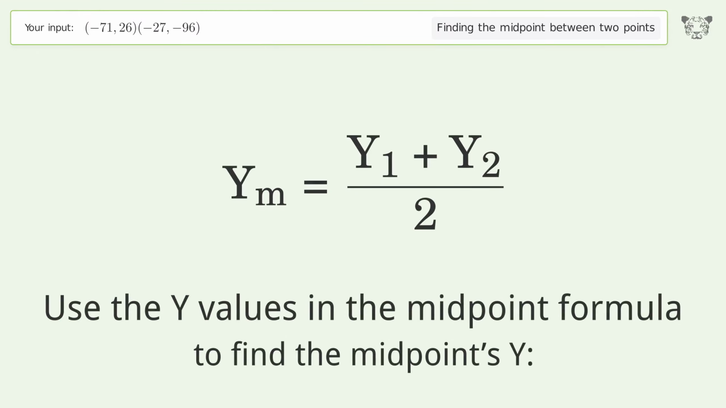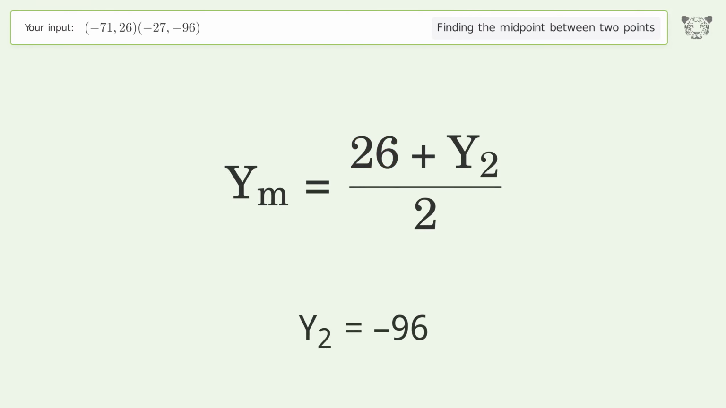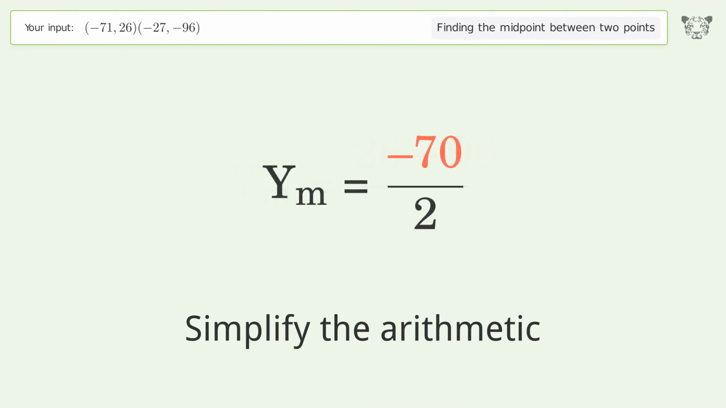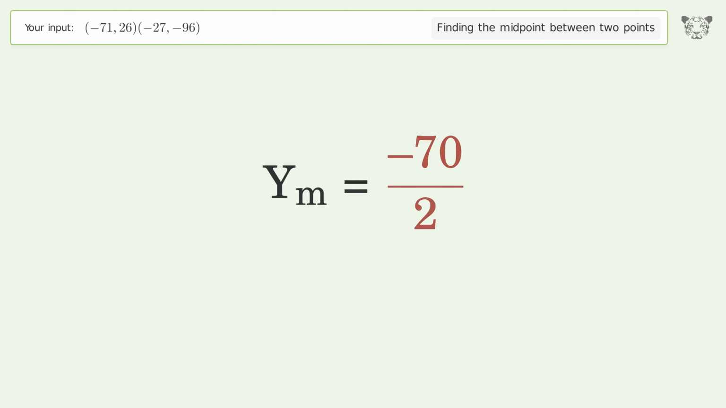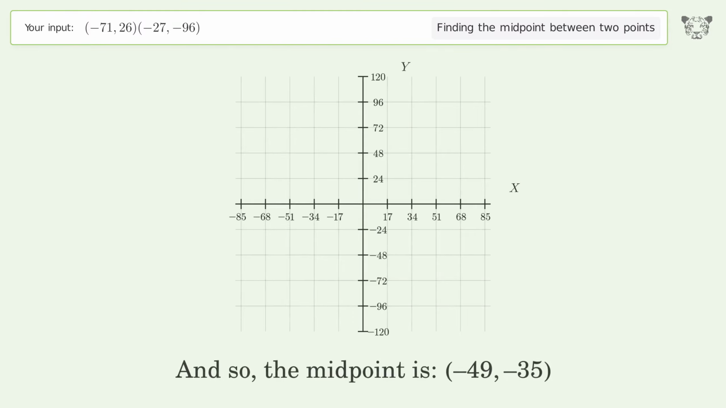Use the y values in the midpoint formula to find the midpoint's y. y1 equals 26. y2 equals -96. Simplify the arithmetic. And so, the midpoint is -49, -35.